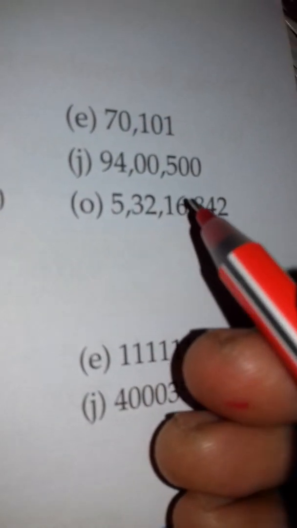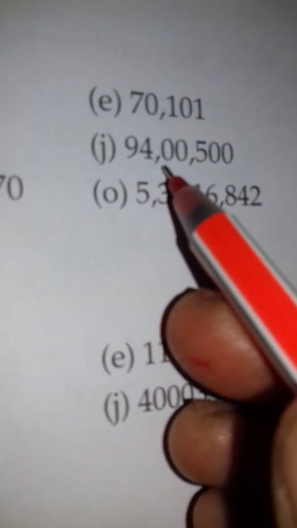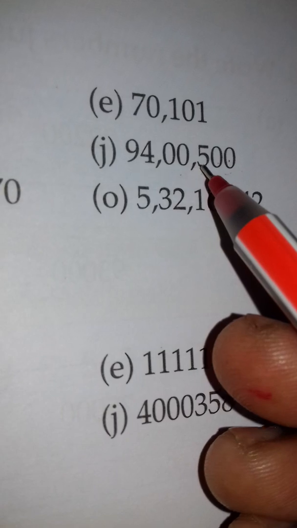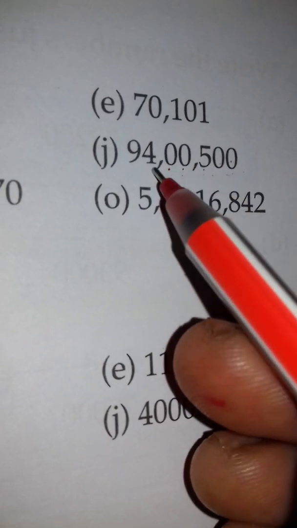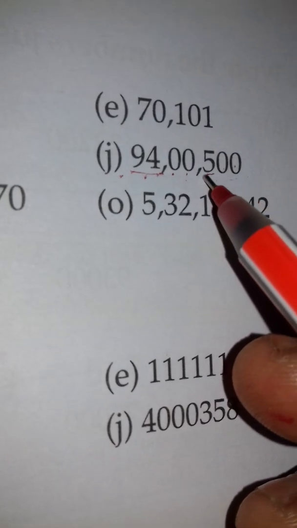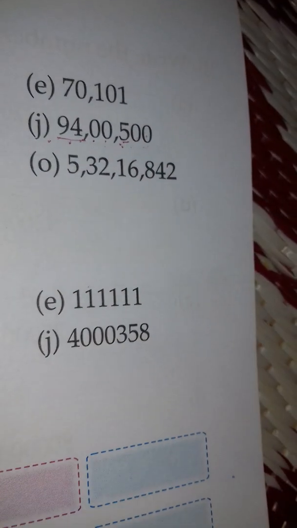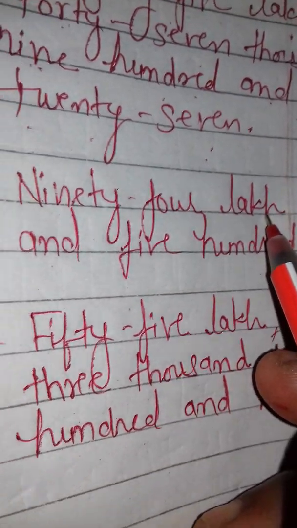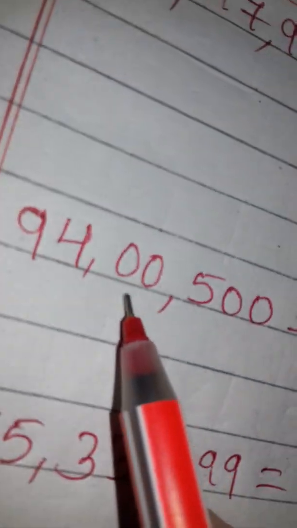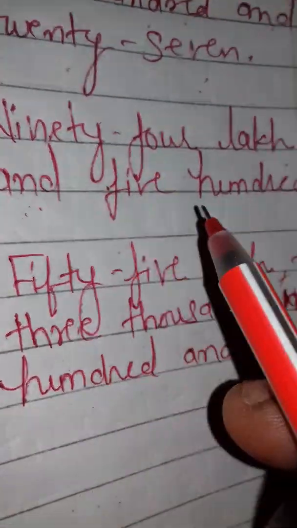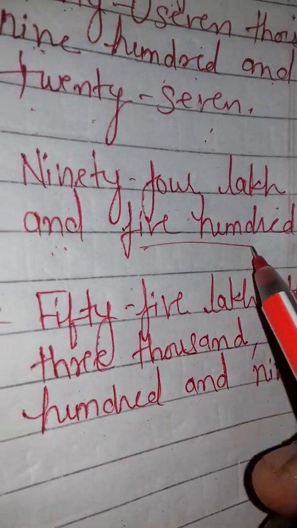J. The digits we have are 94,00,500. The places of these digits are ones, tens, hundred, thousand, 10,000, lakh, 10 lakh. 94 shows the 10 lakh place and 5 shows the 500 place. So how will we write this number? 94 lakh and the 1000 place is missing. So we will write 94 lakh and 500.